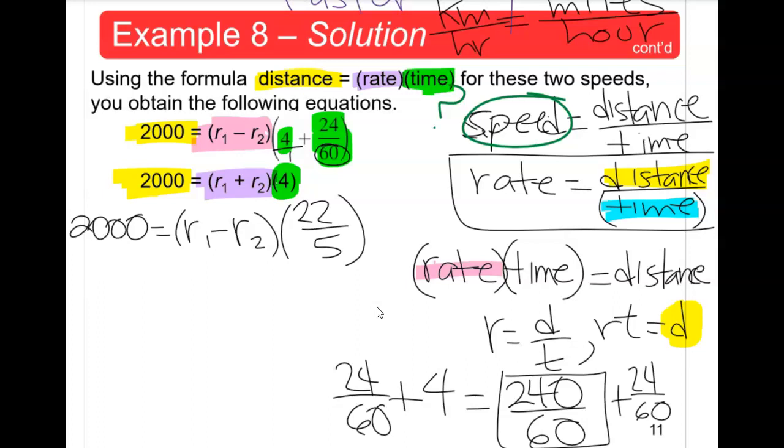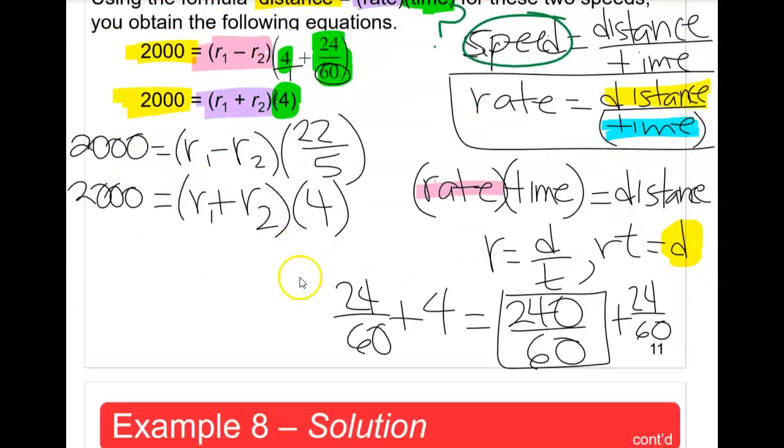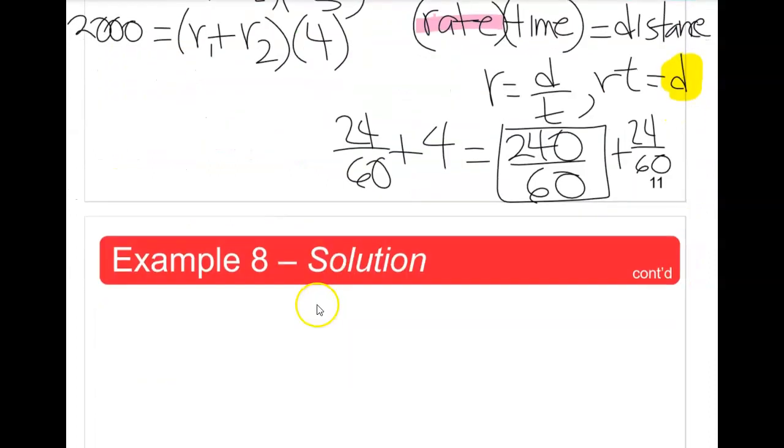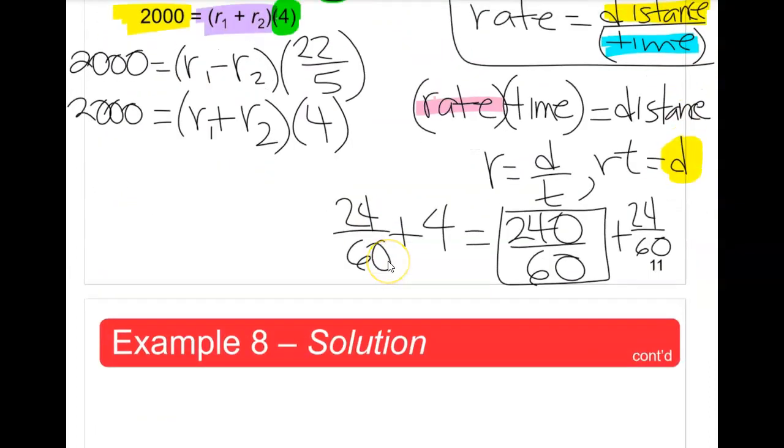And then for the second equation, we don't really need much to do. It's just simply that. We leave the 4, and then on the next step, we're going to be distributing that constant to r sub 1 and r sub 2. So let's do that here on the next slide.